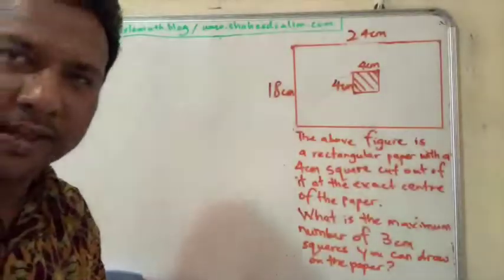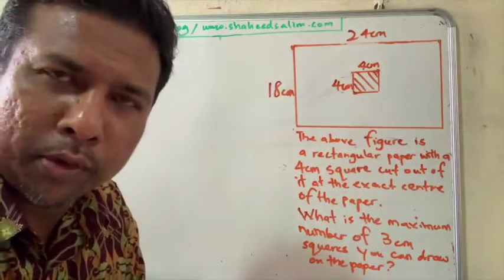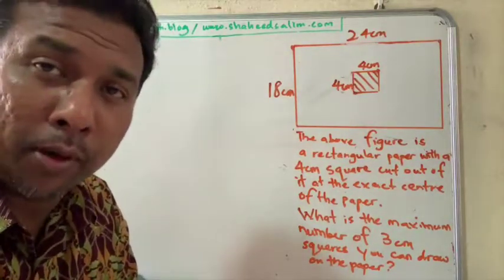We're doing question number 6 now. Question number 6 of area and perimeter on www.pslemath.blog. Here we go.